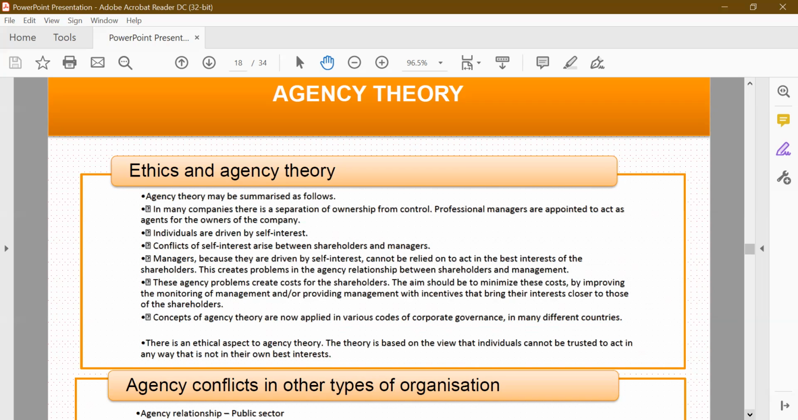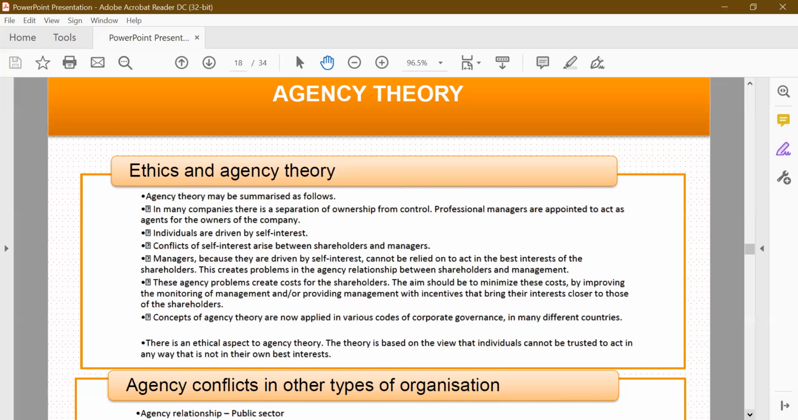Because managers are driven by self-interest, they most of the time cannot be relied upon to act in the best interest of the shareholders. And this is what creates the agency problem. The agency problem also creates costs for the shareholders because the shareholders have to minimize this agency problem. They incur monitoring costs, bonding costs, and residual losses.